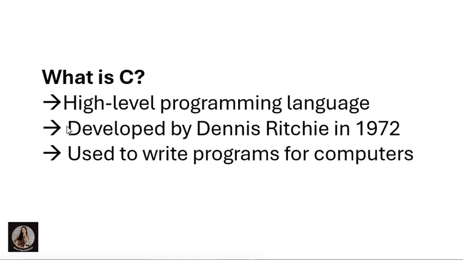C was developed by Dennis Ritchie in 1972. It is used to write programs for computers. We use C to write programs for computers. We give a set of instructions to the computer to get whatever output we need. This is all about C programming.